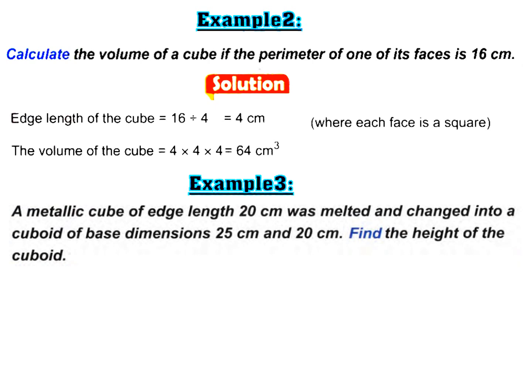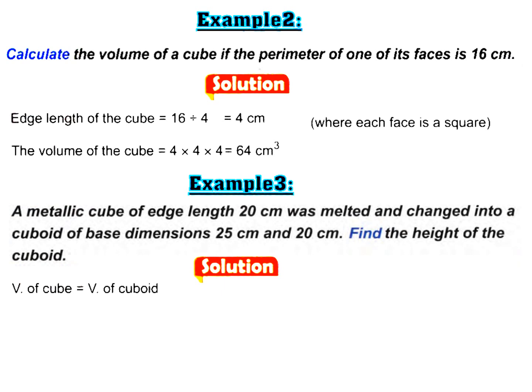He gave me the edge length of the cube, which equals 20 centimeters, and the dimensions of the cuboid, 25 and 20. He doesn't give me the height. So he requires me to get the height of this cuboid. Firstly, I will get the volume of the cube, which equals the volume of the cuboid: 20 times 20, as we know the volume of the cube.